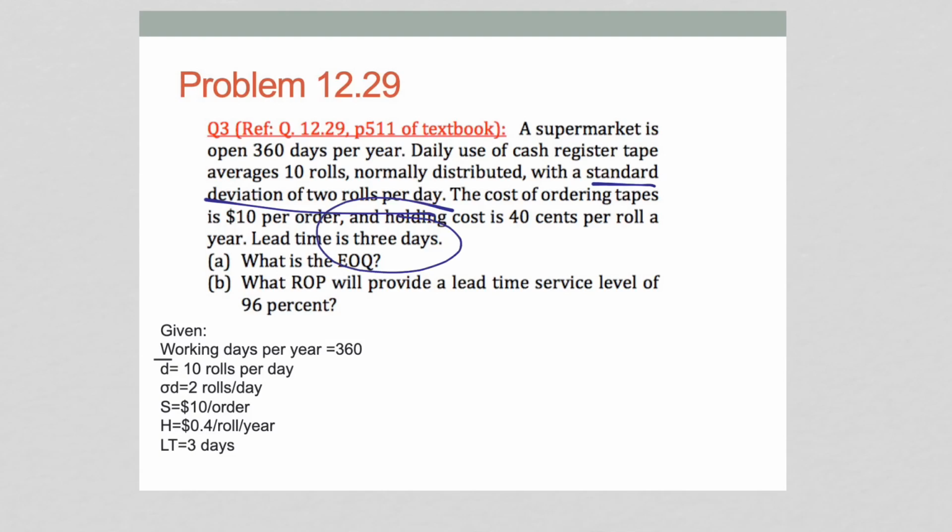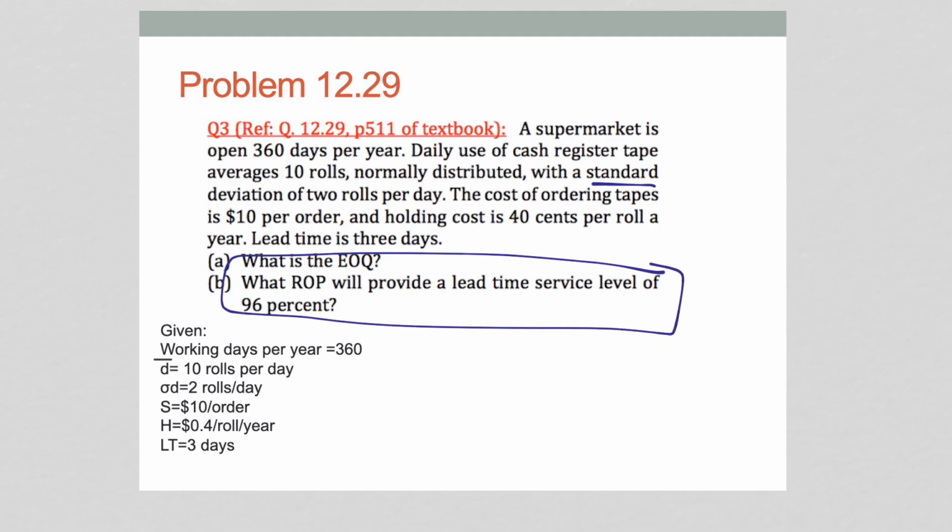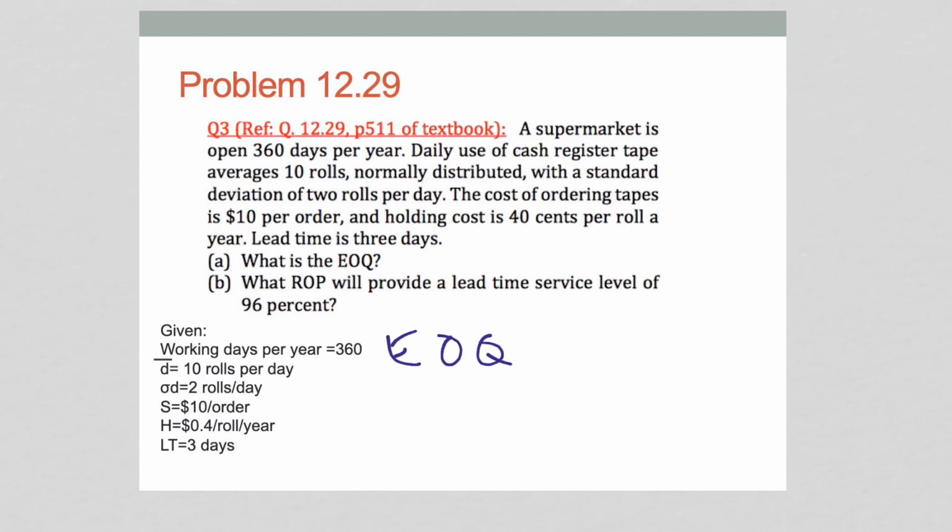And the question is, what is the EOQ? And what reorder point will provide a service level of 96%? So I think we can do that now. I think we know how to do that. Let's try. So part A is the same as before. So we know that EOQ, from last class, equals the square root of 2DS over H.